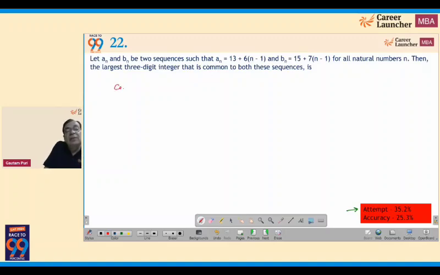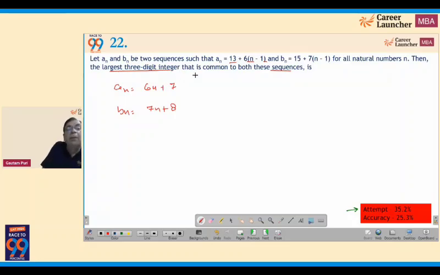Okay, what is AN? The largest 3-digit number that is common to both the sequences. Okay, 3-digit number means less than 1000. So what is AN equal to? 13 plus 6n minus 6. So this is 6n plus 7. And similarly, if I look at BN, 15 plus 7n minus 7. 15 minus 7 is 8. So BN is 7n plus 8.